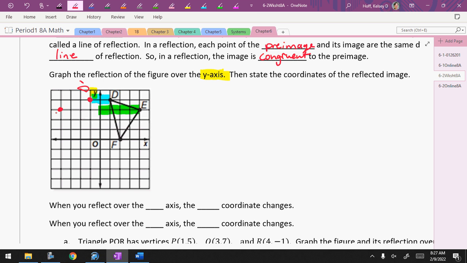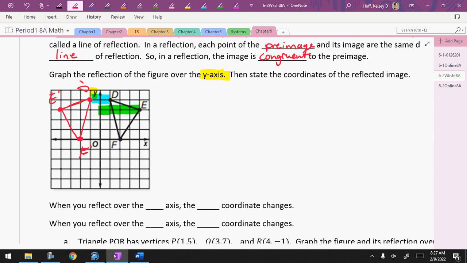Okay, so if I go to F, how many steps do I take to get to the y-axis? 2. You're here. 1, 2. So then how many steps do we go on the other side? 1, 2. Now we've reflected it. Now it should just look like a mirror image of that triangle. It's like I folded my paper right on that y-axis.